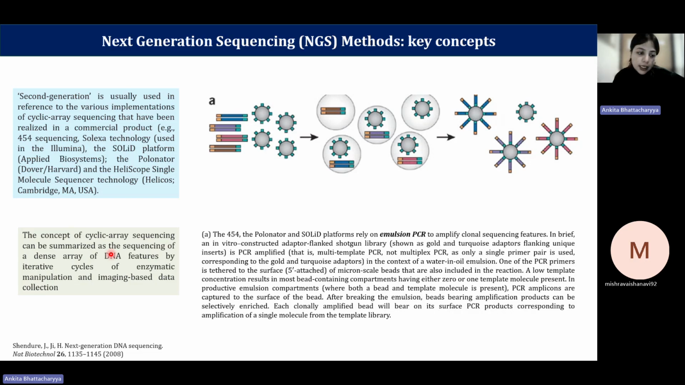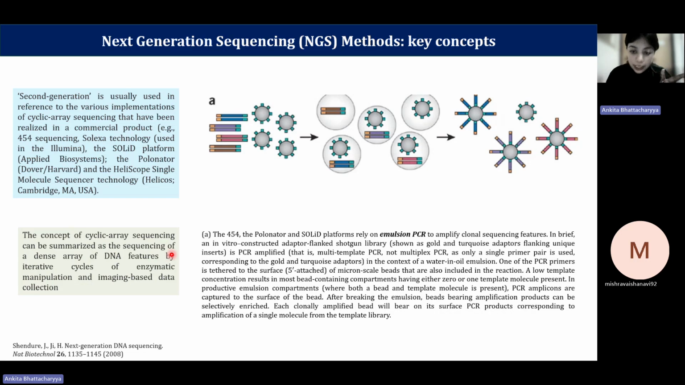Cyclic array sequencing. Summarized, it can be called the sequencing of a dense array of DNA features by iterative cycles of enzymatic manipulation and image-based data collection. Lot of jargon. What does it mean? First, you have a very restricted region from which you are collecting information. Second, you have multiple cycles where a reaction is taking place that is going to give you incremental data. So every cycle is giving you some data.